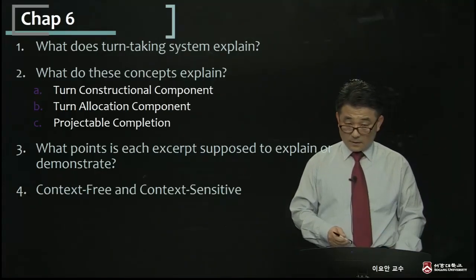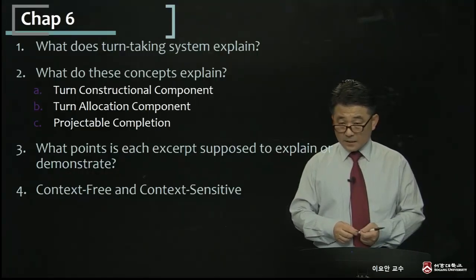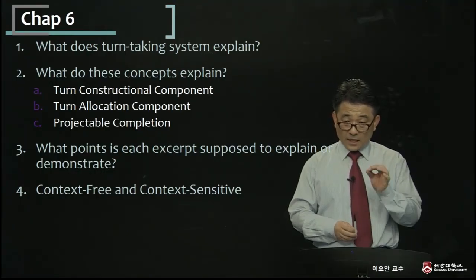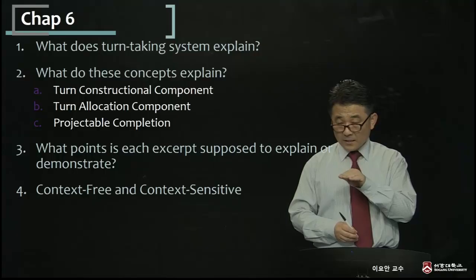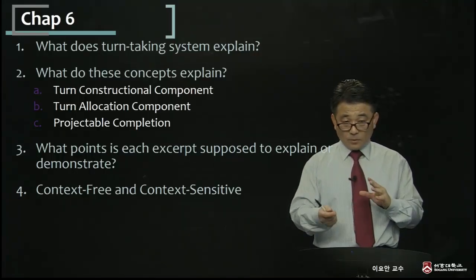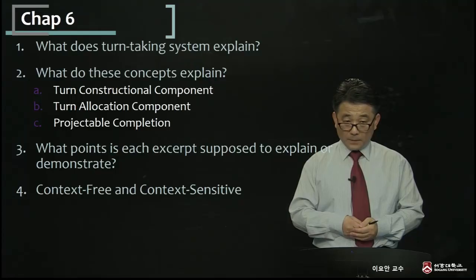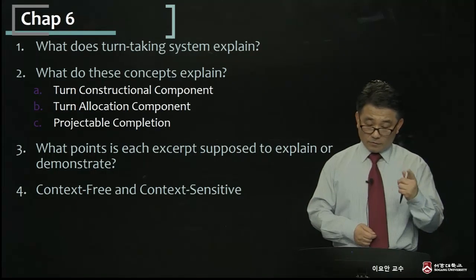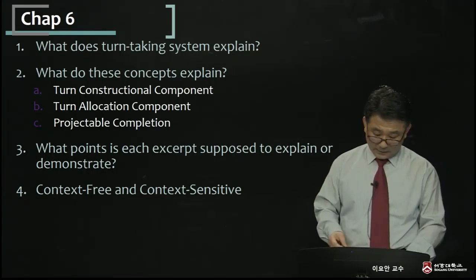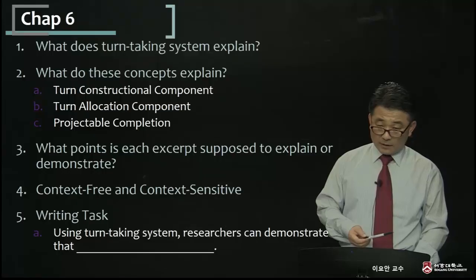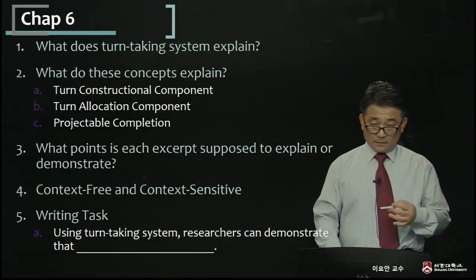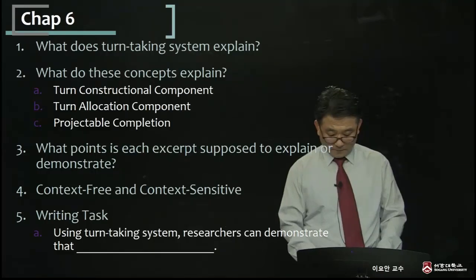Another issue, presented at the end of the chapter, is context-free and context-sensitive. Harvey Sacks argued that the turn-taking system has this quality, context-free and context-sensitive. It's sort of a paradoxical argument, but it'll make sense if you go through this text closely. And at the end, I'd like you to be able to write about turn-taking. So using turn-taking system, researchers can demonstrate and then put your argument there.